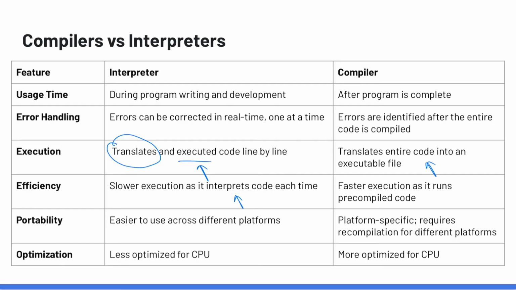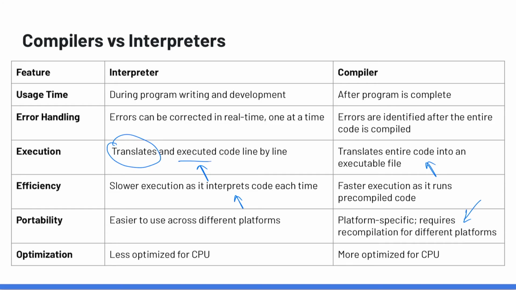Next, when we use compilers, we're often taking code and compiling it to work on a specific operating system or platform. So we're going to need different compilers for different operating systems. Versus with interpreters, for example, Python is an interpreted language. We can use these on any platform.